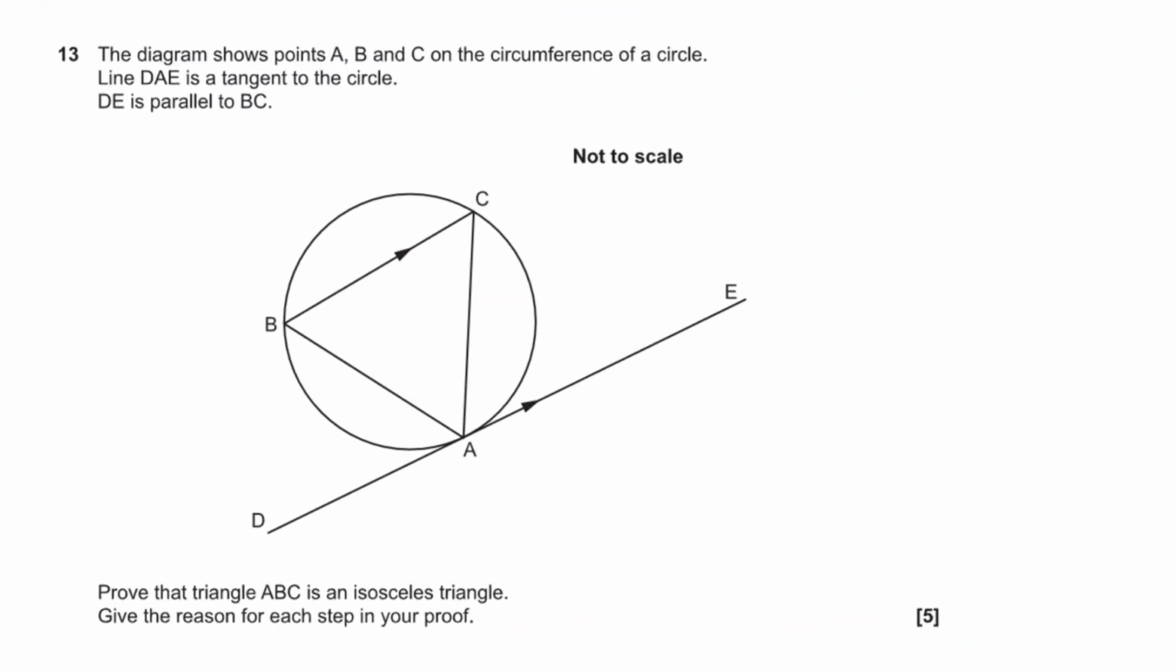Question 13. The diagram shows points A, B, C on the circumference of a circle. Line DAE is a tangent to the circle. DE is parallel to BC. Prove that triangle ABC is an isosceles triangle. Give the reason for each step of your proof.